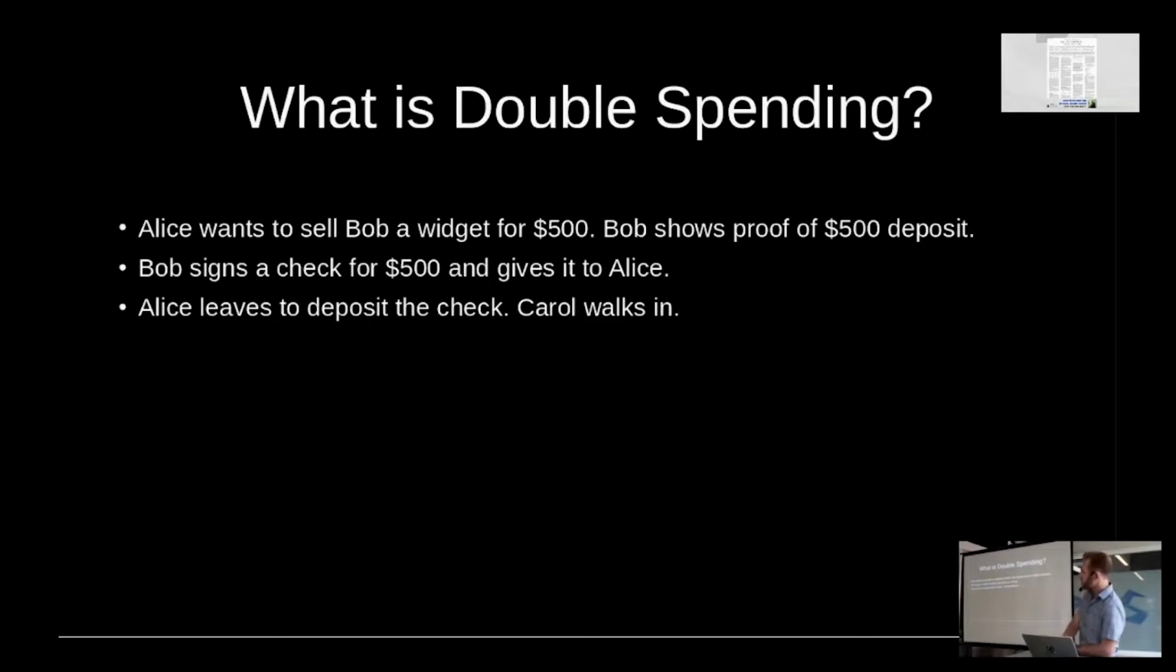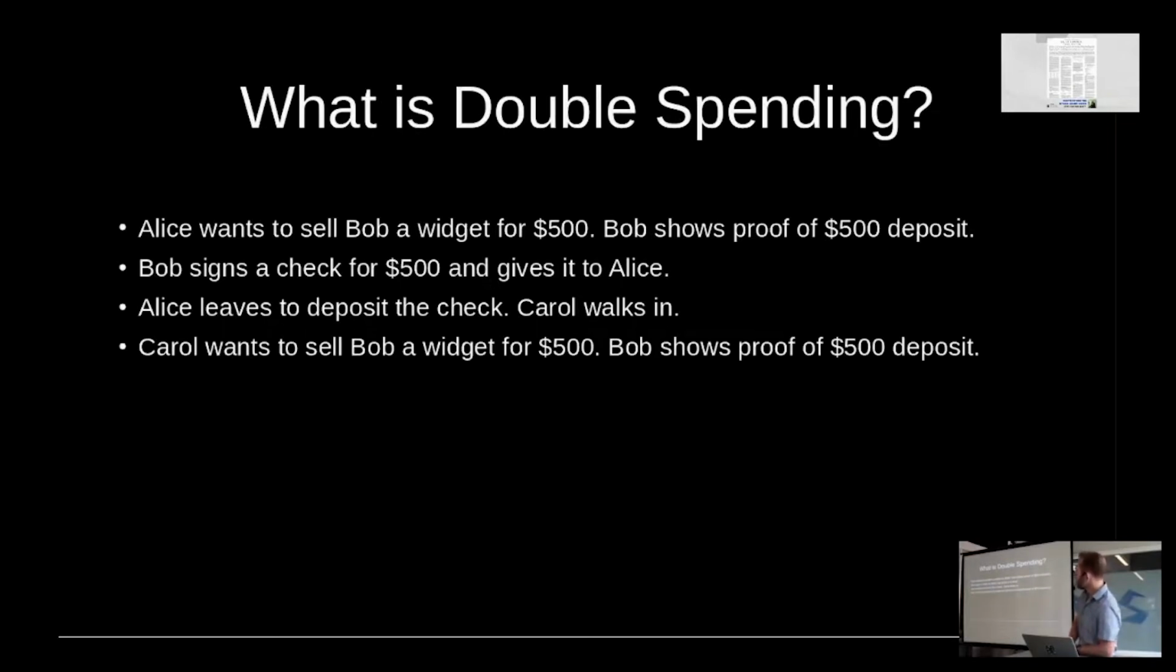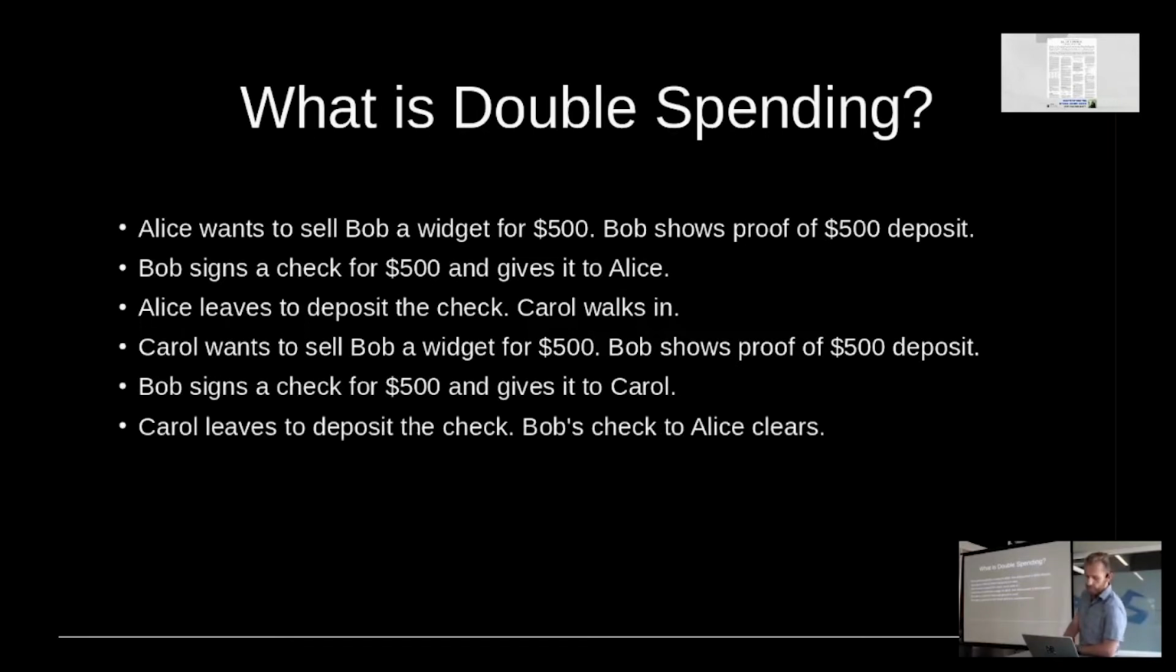Then Carol walks in. Carol wants to sell Bob a widget for $500. Bob still has this proof of a $500 deposit, and Alice hasn't made it to the bank just yet. So according to Carol, Bob still has this money. So, okay, Carol's willing to do business with Bob. Bob signs a check for $500 and gives it to Carol. Why not? Carol leaves to deposit the check.